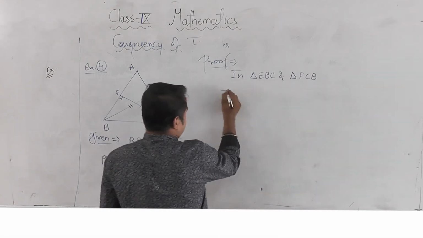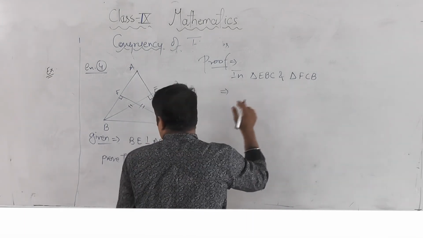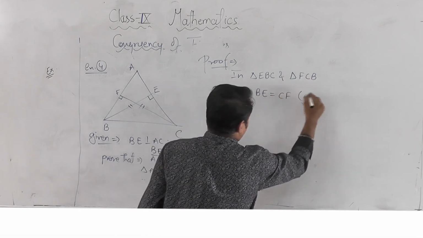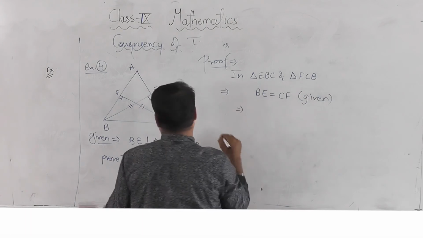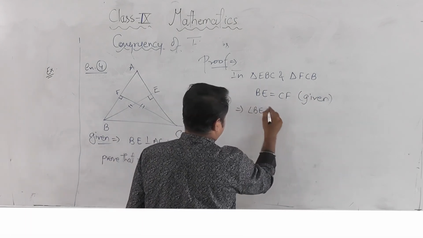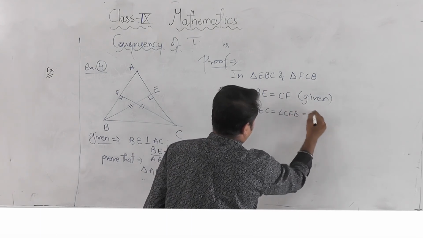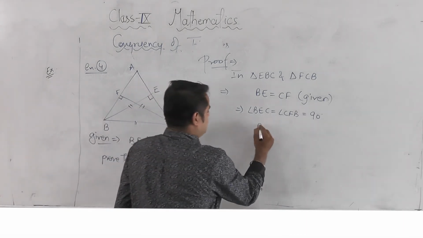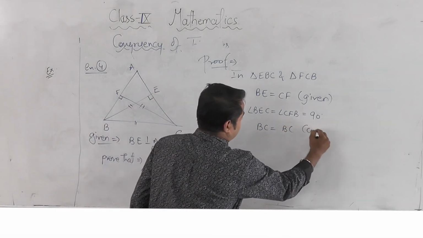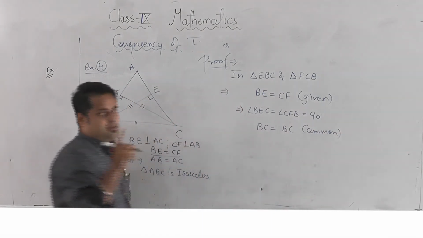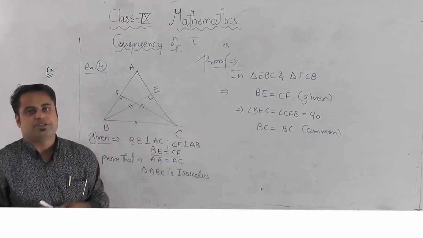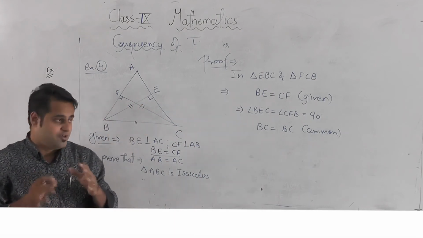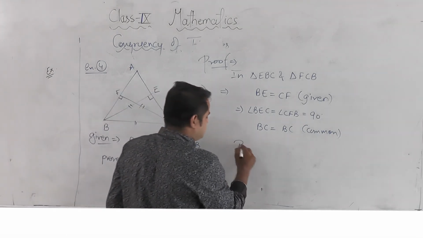Let's take this triangle. In triangles EBC and FCB, BE and CF have been given equal to us. Second, they are altitudes, so angle BEC and angle CFB are both equal to 90 degrees. And the third thing is common, that is BC. So the BC side is common in both triangles. Now, as you can see, this BC is actually the hypotenuse, because both of these angles are 90 degrees, and the side opposite 90 degrees is always the hypotenuse.